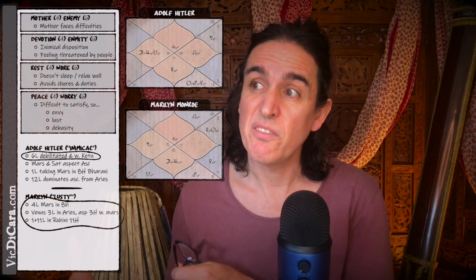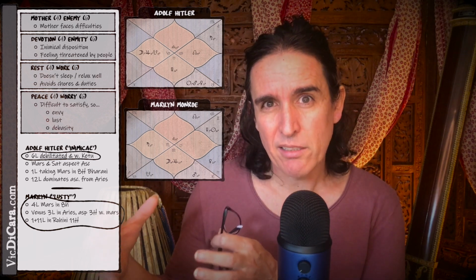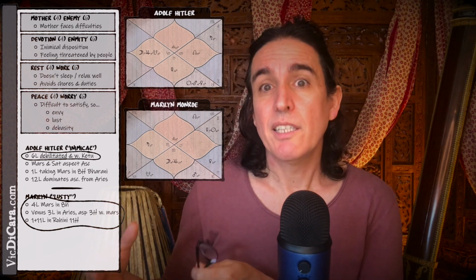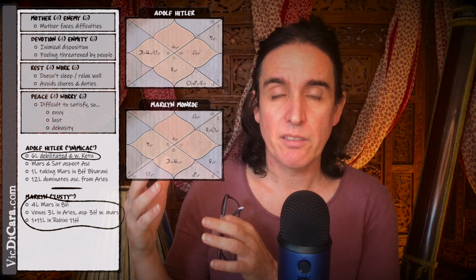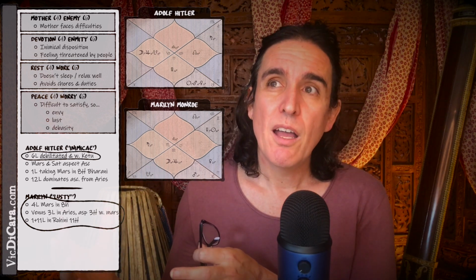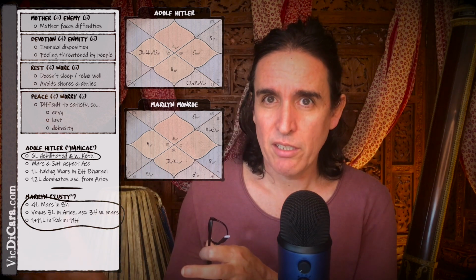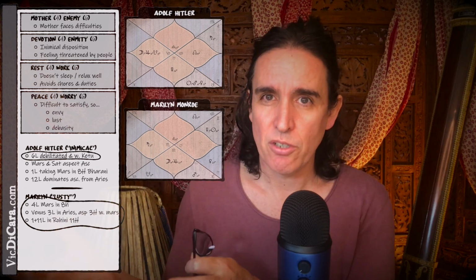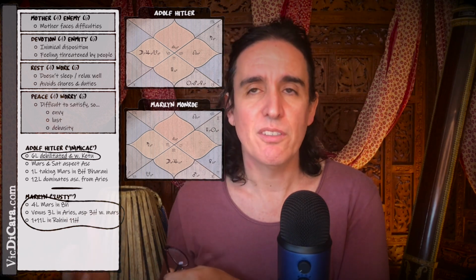So her chart is not like Adolf Hitler's. Adolf Hitler's is a very hard, male antagonistic chart, strict, in which the 6th lord is in the 4th house debilitated. Marilyn Monroe has a very sexy chart, pleasure-oriented chart, in which the 6th lord is in the 4th house.